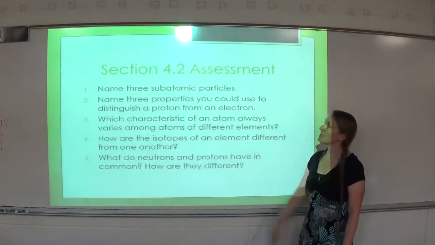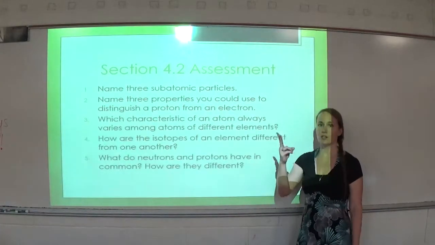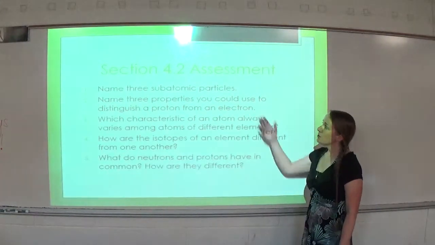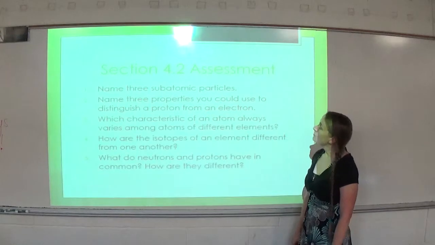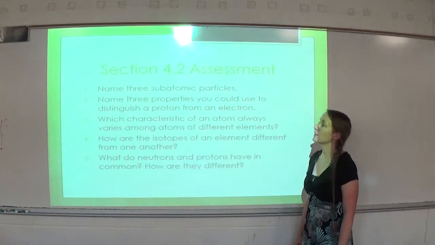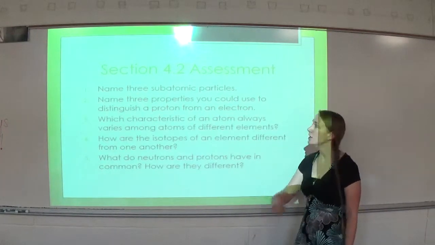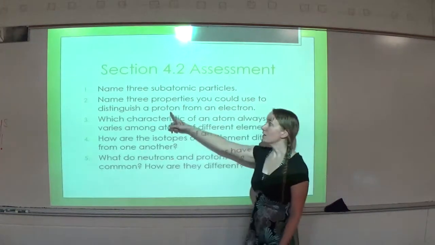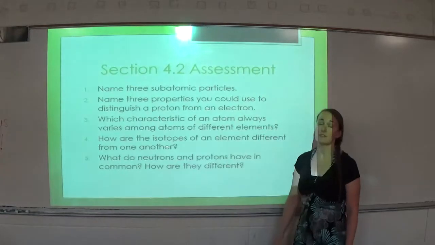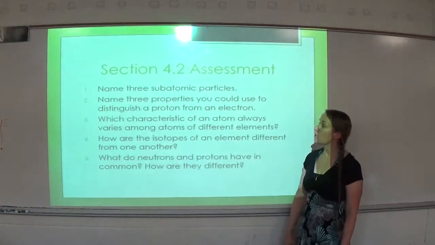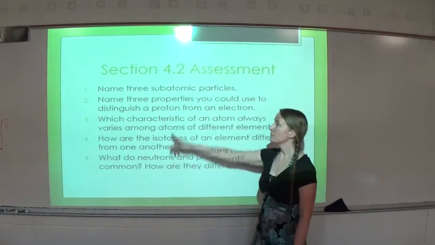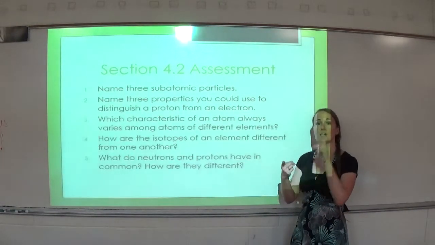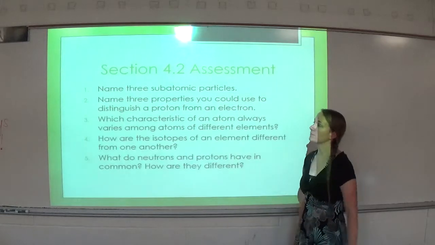So, number 1, name the 3 subatomic particles. Well, proton, neutron, and electron. Hopefully you knew that before you got to this class. Number 2, name 3 properties you could use to distinguish a proton from an electron. Well, you could use the charge. A proton's positive and an electron's negative. You could use the mass. Relative mass of protons is 1, relative mass of electrons is 1 over 1840. Or you could use location. Location of protons is in the nucleus and electrons are in the electron cloud. So you could use the charge, the mass, or the location.